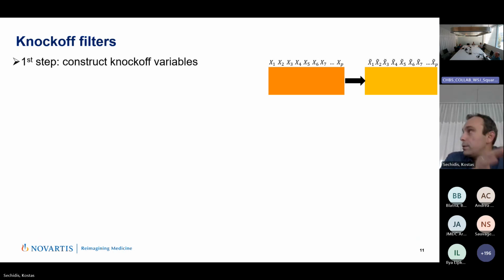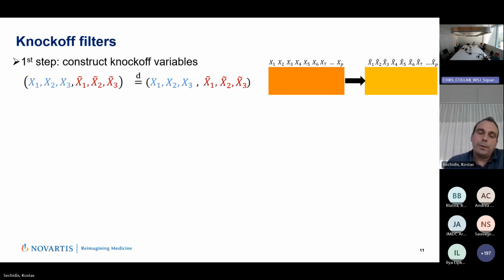As I said, the first step is to construct the fake variables, the knockoffs. In machine learning terminology, we can see it as an unsupervised step. We don't use the Ys to generate the knockoffs. And the most important property that we want the knockoffs to obey is what we call exchangeability. So the joint distribution of the original features and the knockoffs remains the same if we swap original with knockoff features.